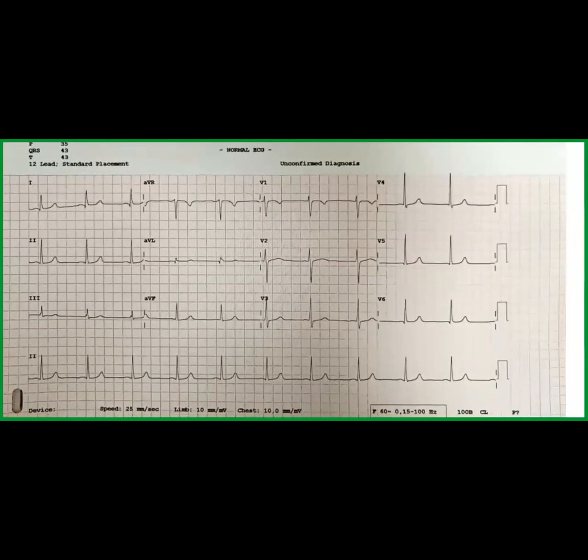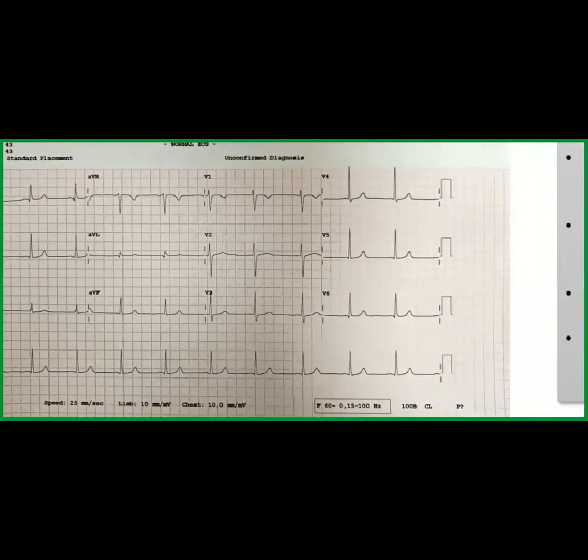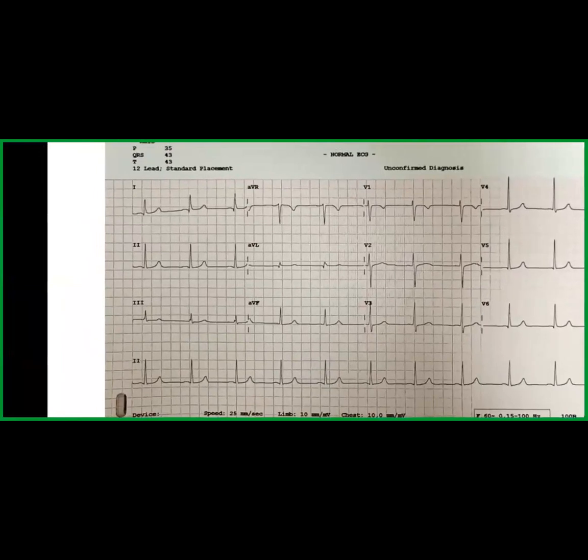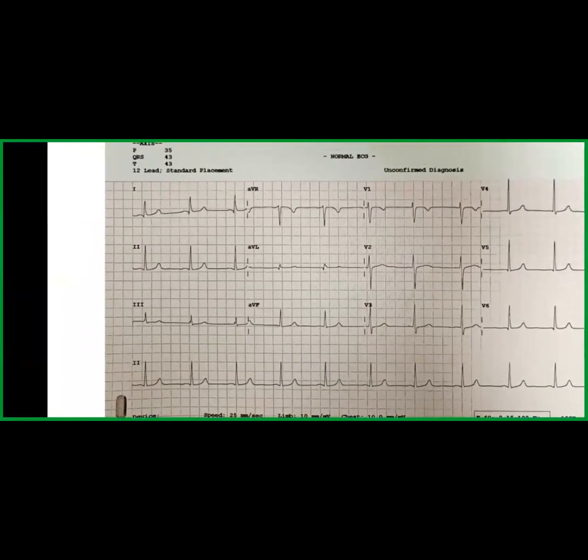If we look at lead number 1 in AVL, we're able to see some negative deflection at the beginning of that QRS complex. We can appreciate also that V1's S wave, which is a negative deflection after the positive one, is not very dominant. We have a positive R wave before the negative deflection, which is what we call our S wave. We can also appreciate a narrow QRS complex in the normal ECG here. We are able to see that the QRS complex itself is not wide, and also that it's not monophasic.